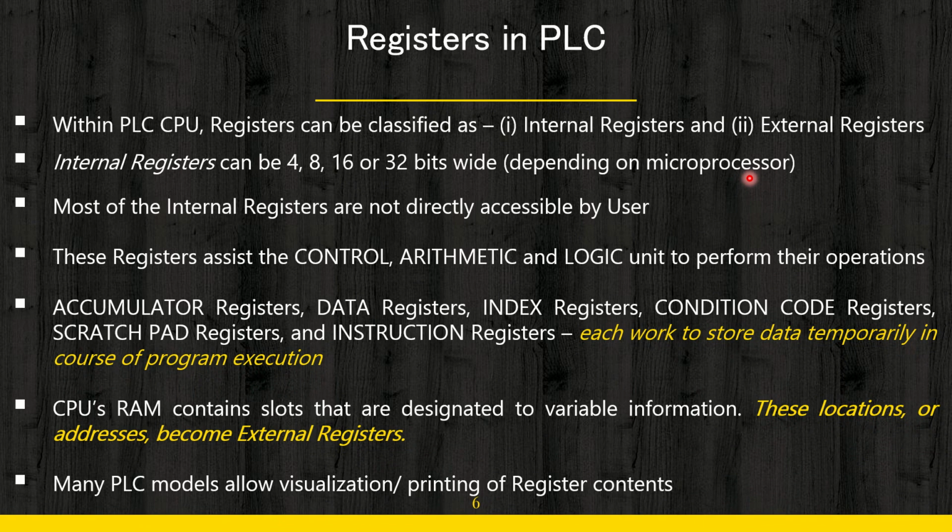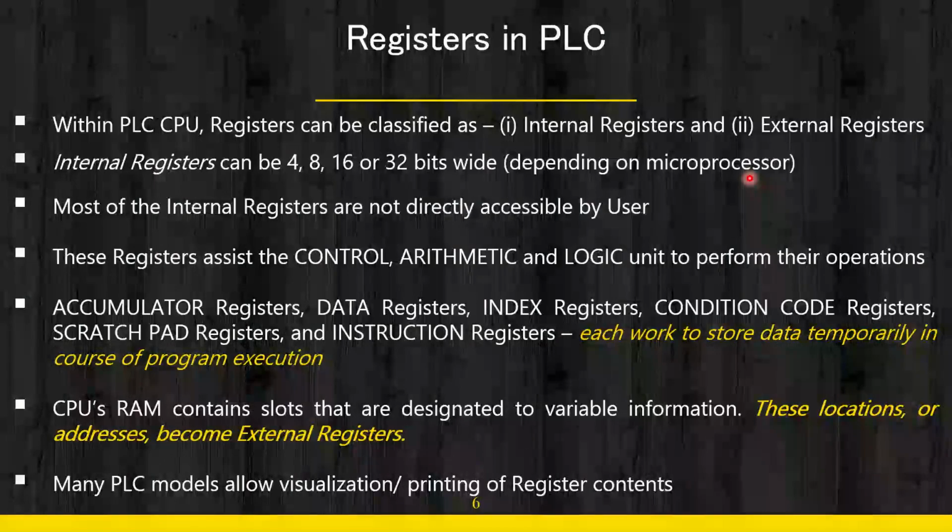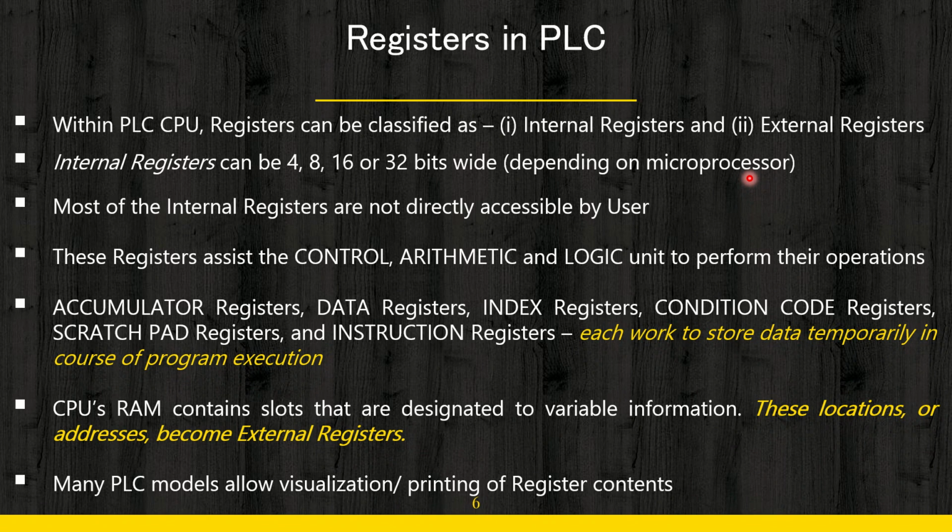Now you see that whenever we are doing a program, and so far as the program is related to basic timer, counter or DIDO, such in-depth knowledge of registers is not required. But if the program goes to a higher complexity, then we need to be considerate about all these things. Now you see that the CPU's RAM contains slots that are designated to variable information. These locations or addresses become the external registers. We were earlier talking of internal registers. Now the random access memory of the CPU contains slots designated to variable information, and they are known as external registers.